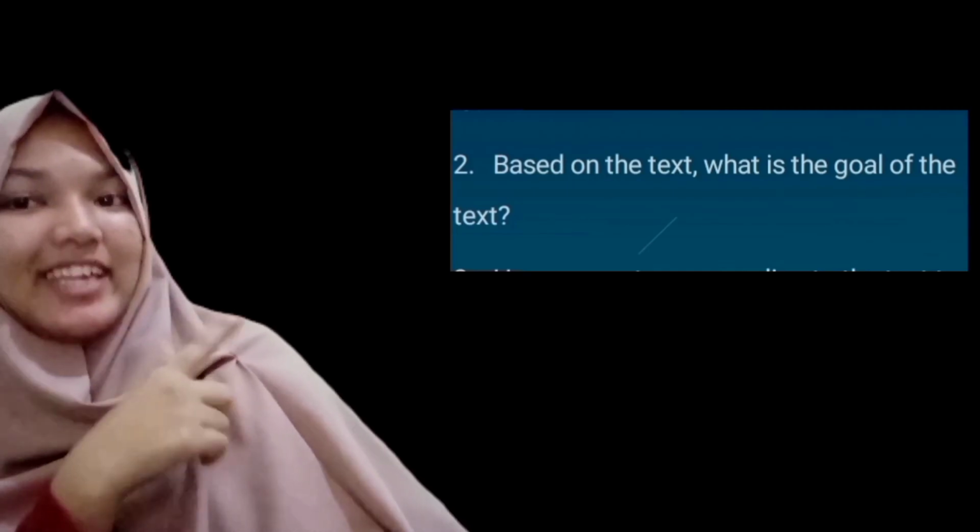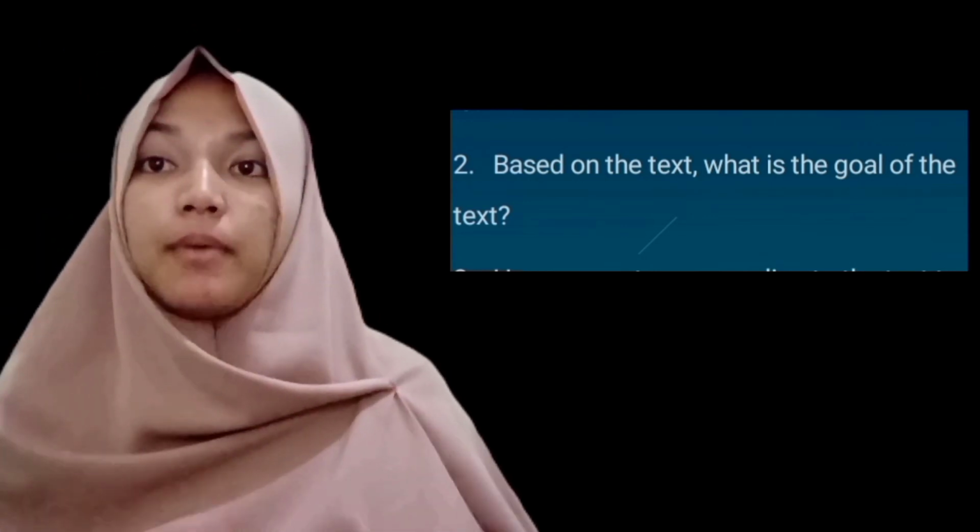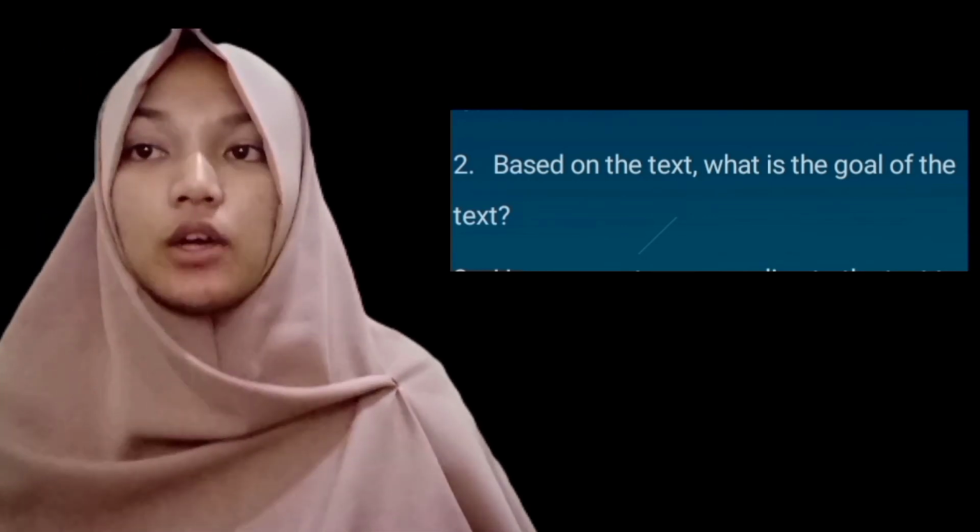Okay, next, the second question. You can look at it in here, I think. The question number 2 is: based on the text, what is the goal of the text? You can answer, or we can show it, guys. Okay, don't worry, I can tell you the answer to the question.